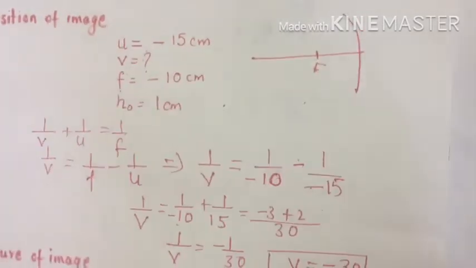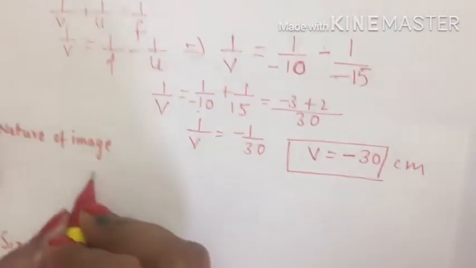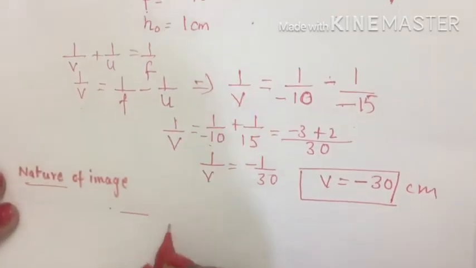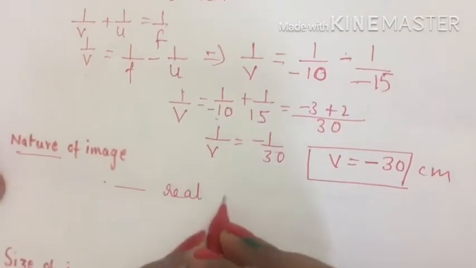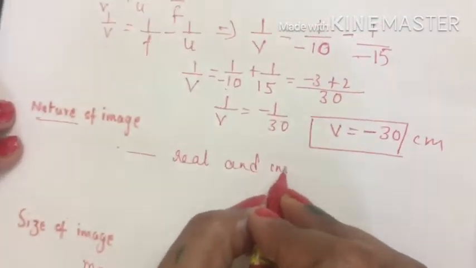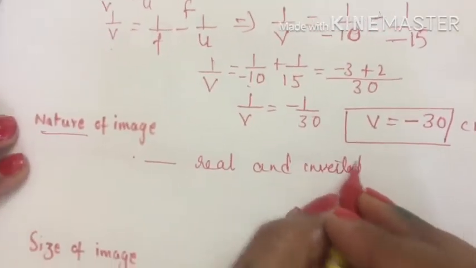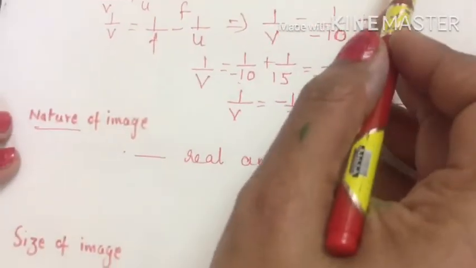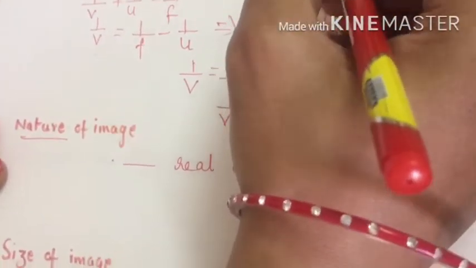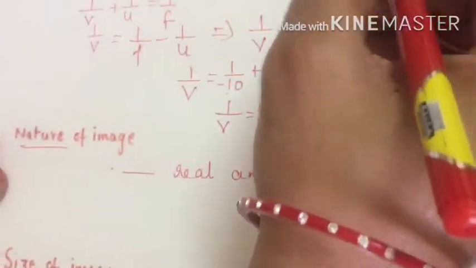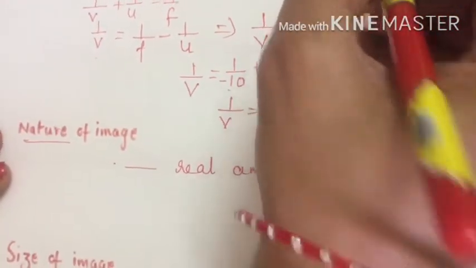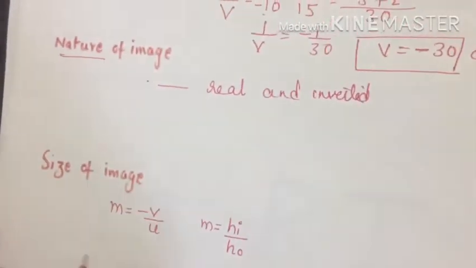So what does it indicate? Minus sign. So minus indicates, what is the nature? Minus indicates the image is real and inverted. The image is real and inverted. This negative indicates the image is formed, it is inverted and real and in front of the mirror, right? Next, what will be the size of the image?